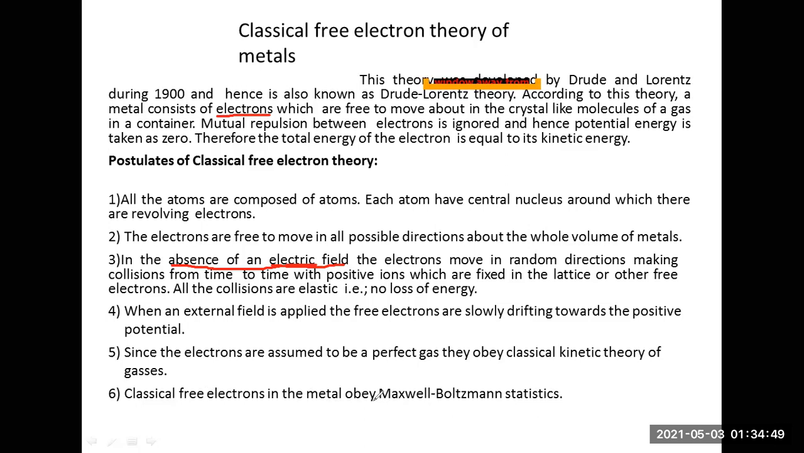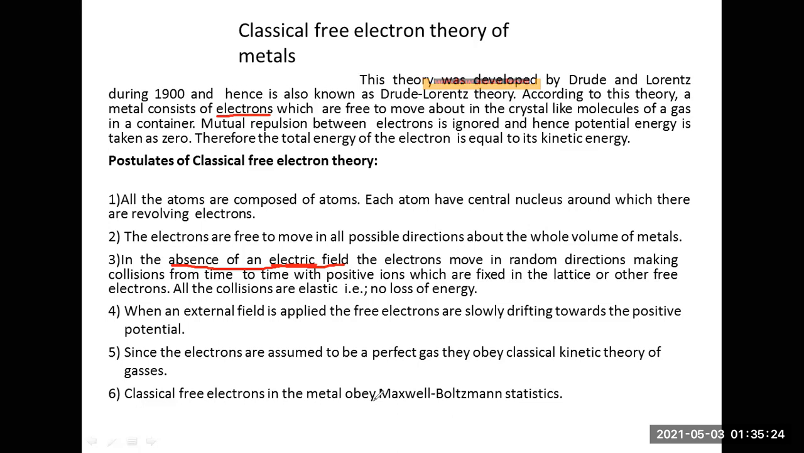We started with the different assumptions made by Drude and Lorentz, that the electrons are freely moving inside the volume of the metal. When the electric field is not applied to the metallic crystal, electrons move randomly and collide with the positive ions, and definitely there should be a loss of energy. But Drude and Lorentz say that there will be no loss of energy.